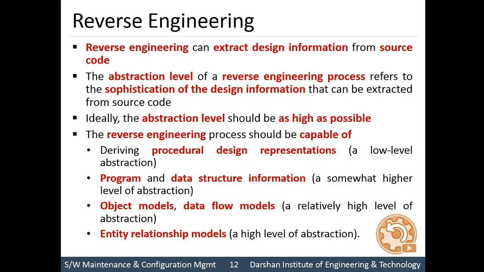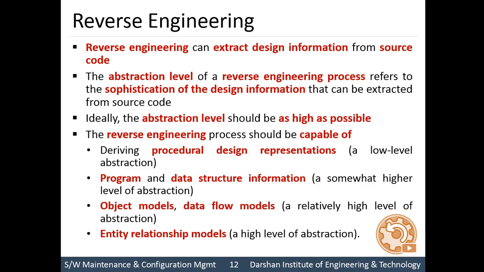So by doing the reverse engineering process, which design information are we extracting? First we are deriving the procedural design representation by studying the code. Procedural design information is algorithmic information. So by studying the code, the first step is we need to design the procedural representation. That is the low level of abstraction. Understanding is less in an algorithm.